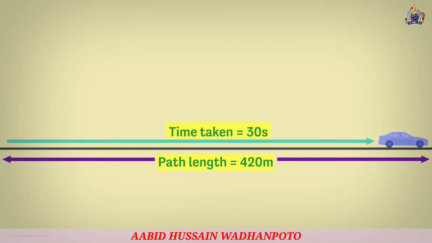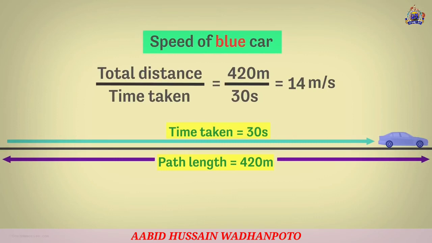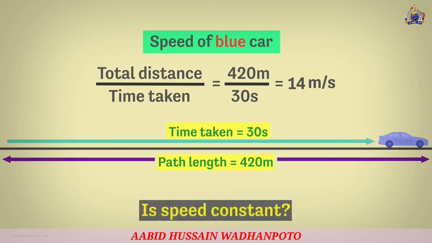Yes, good. First of all we put the path length, which will be the distance here, and second is the time. So 420 will be divided by 30, as 420 is the total distance and 30 is the time taken in seconds. So 420 divided by 30, and our answer will be 14 meters per second. Very good, excellent. So the speed for the blue car is 14 meters per second. As we have calculated the speed, we have to put units. It's very necessary for you.